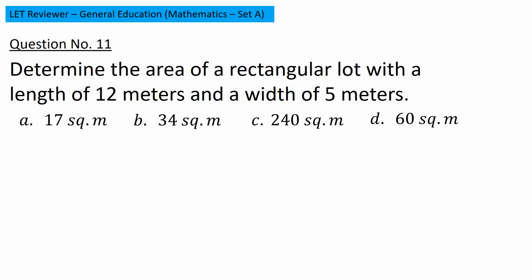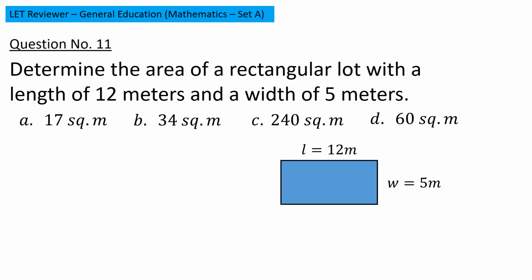So we are down to our last 5 questions. So this is our question number 11. Determine the area of a rectangular lot with a length of 12 meters and a width of 5 meters. A. 17 square meters. B. 34 square meters. C. 240 square meters. Or D. 60 square meters.